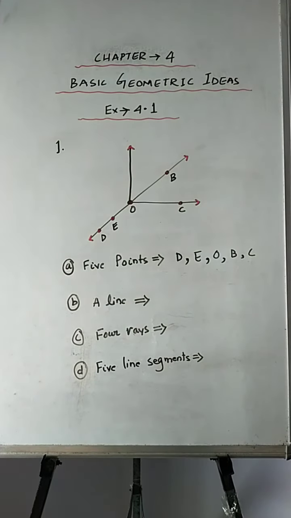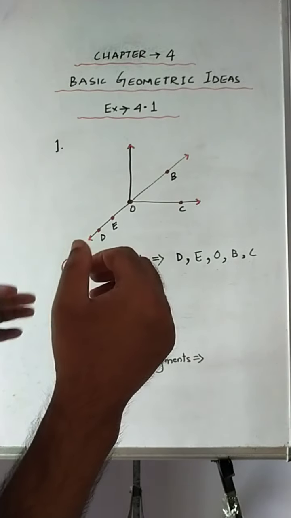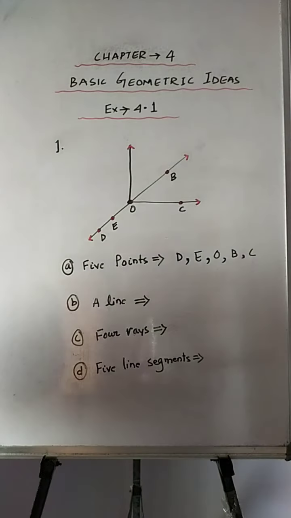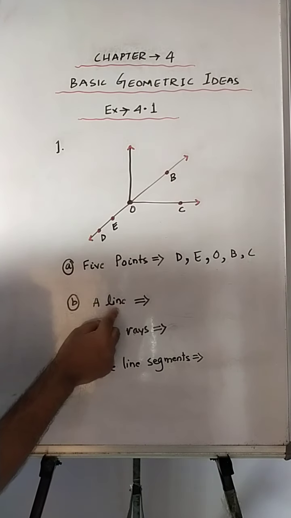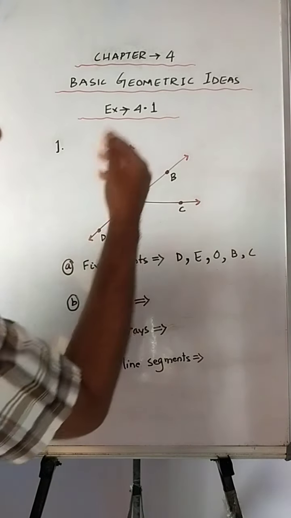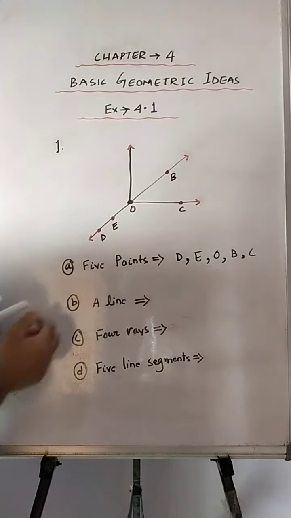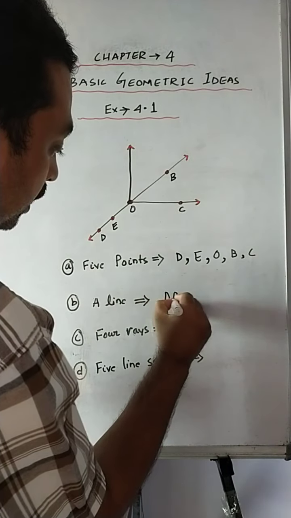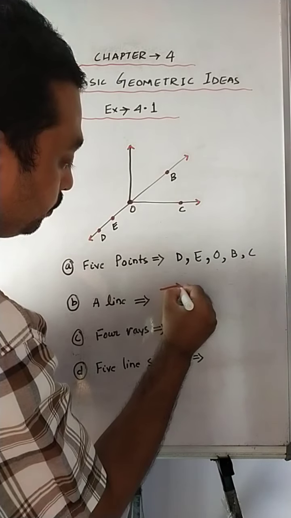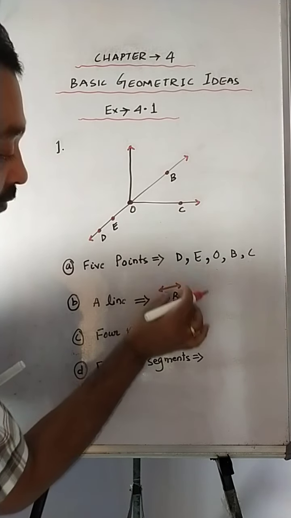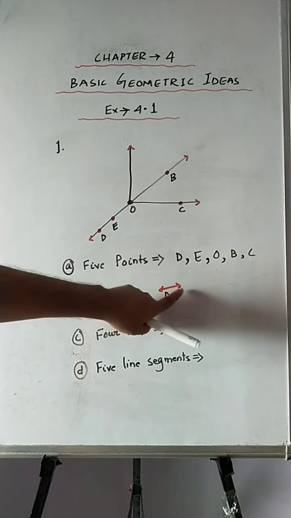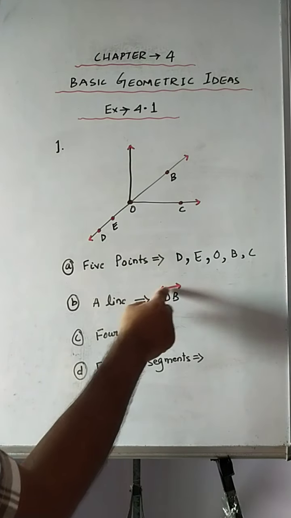Now what is the next thing? A line. I've already given you the introduction on point, line, what is ray, what is line segment. So you have to name a line. A line means one line. See, this is a line. So how to name this line? DB. So you will write DB. But since it is a line, there has to be some symbol. You have to put a symbol of line above DB. This symbol implies that DB is a line. This is a very, very important symbol, students.